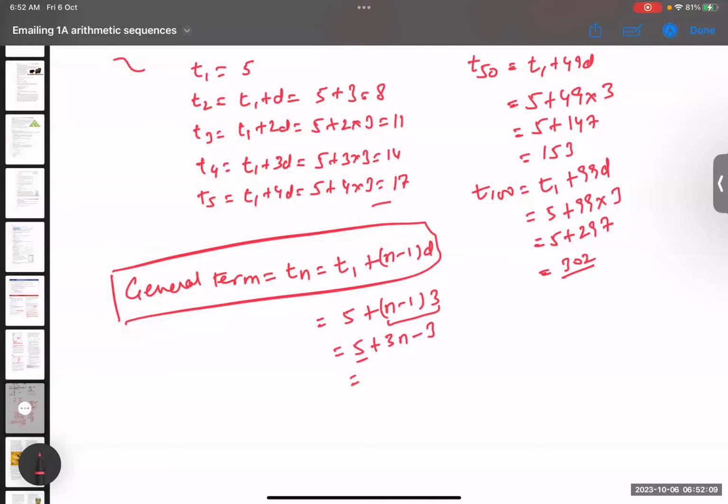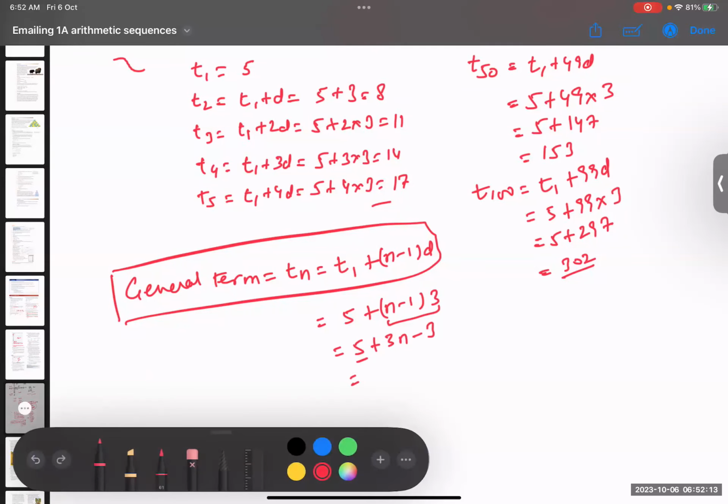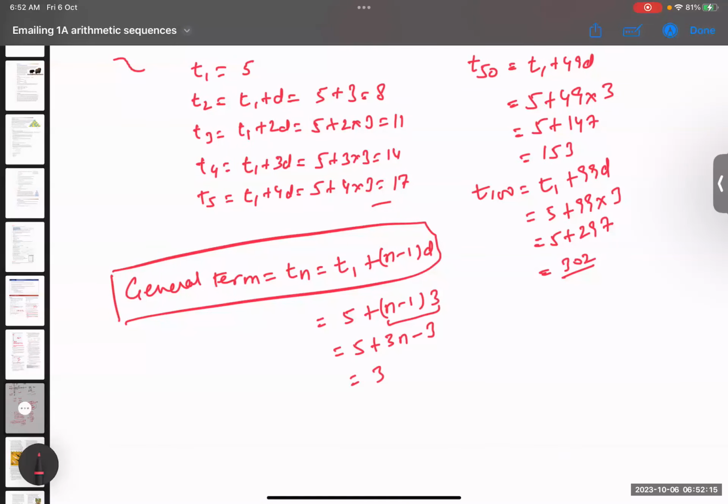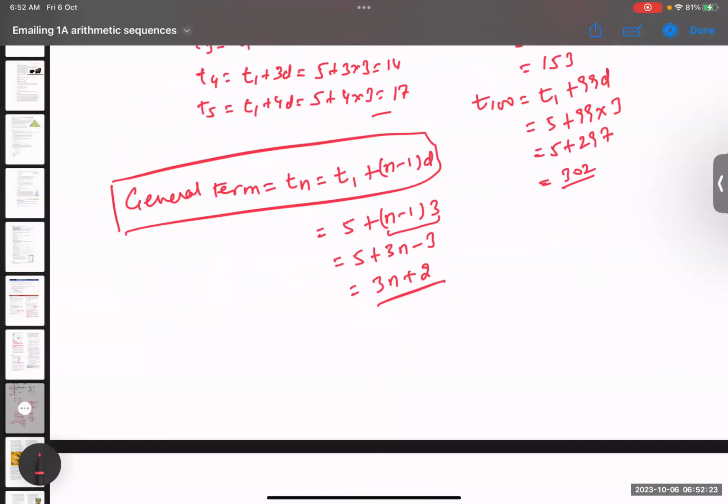What about 5 minus 3? 2. So the answer becomes 3n plus 2. Is it clear? Yeah. Now tell me one more thing. After doing this question, if T1 is 7 and the common difference is 5, what about Tn? Tell me.